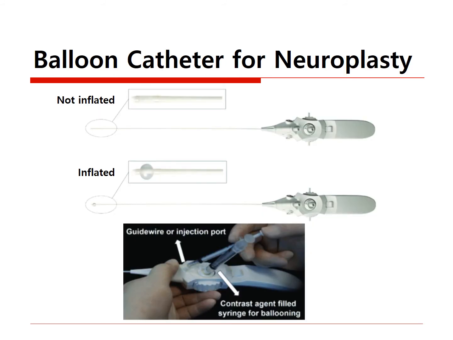Another catheter for neuroplasty is a catheter with balloon tip. There is an inflatable balloon at the tip of the catheter. After placing the catheter at the target site, a physician inflates the balloon for a few seconds to decompress the adhesion. There are two ports on the catheter. One is for guide wire or drug injections. Another is for ballooning with contrast media.